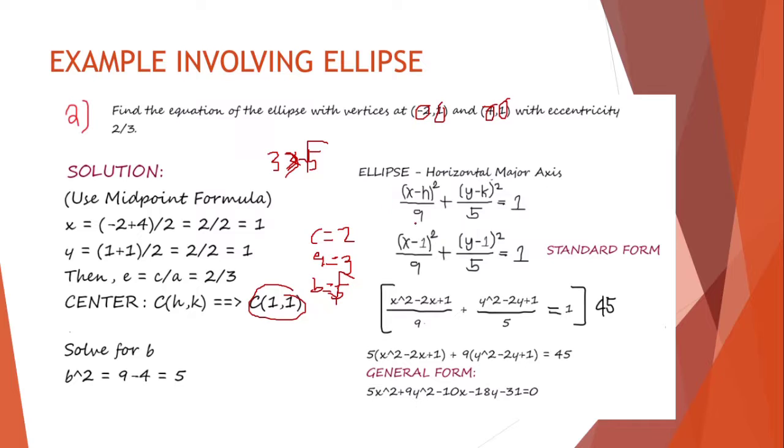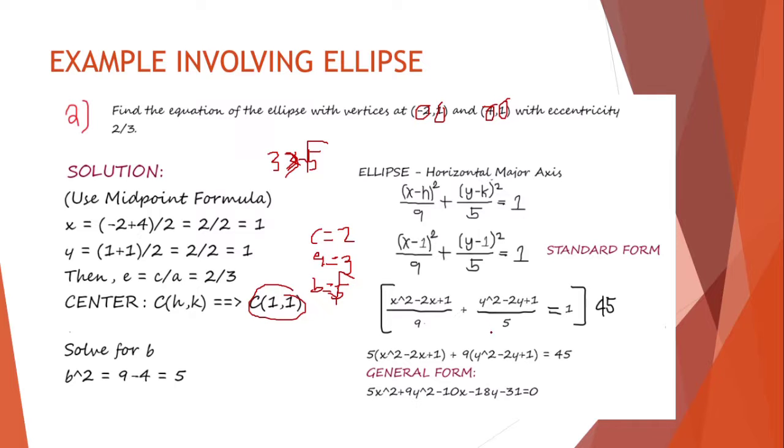Ito yung kanyang equation. So, in-indicate natin yung center. Since the center, meron na tayo. We have negative 1 and x minus 1 squared and y minus 1 squared. Ayan. This is the standard form. So, how do we convert it as general form? So, we multiply it into positive 45.